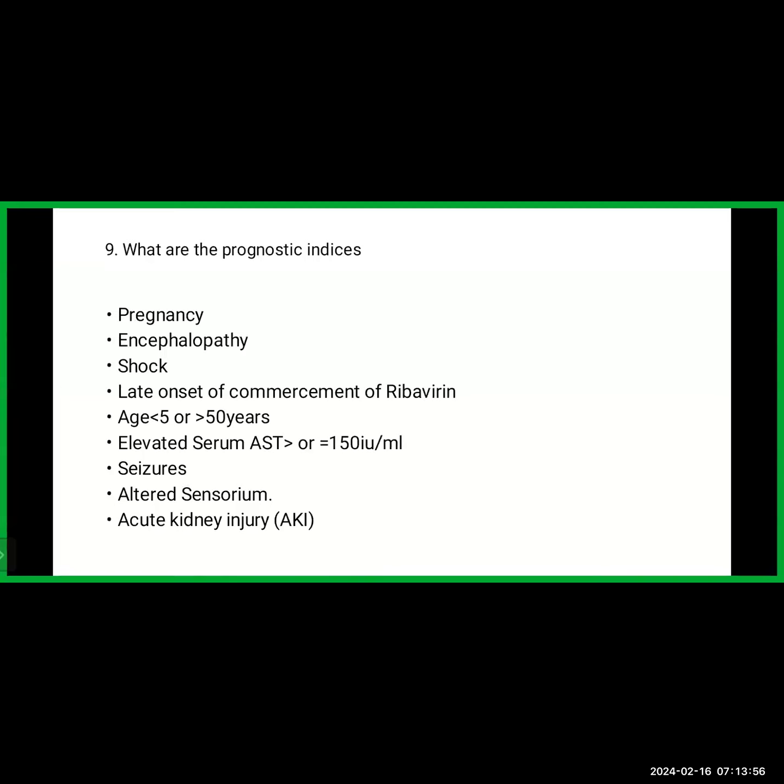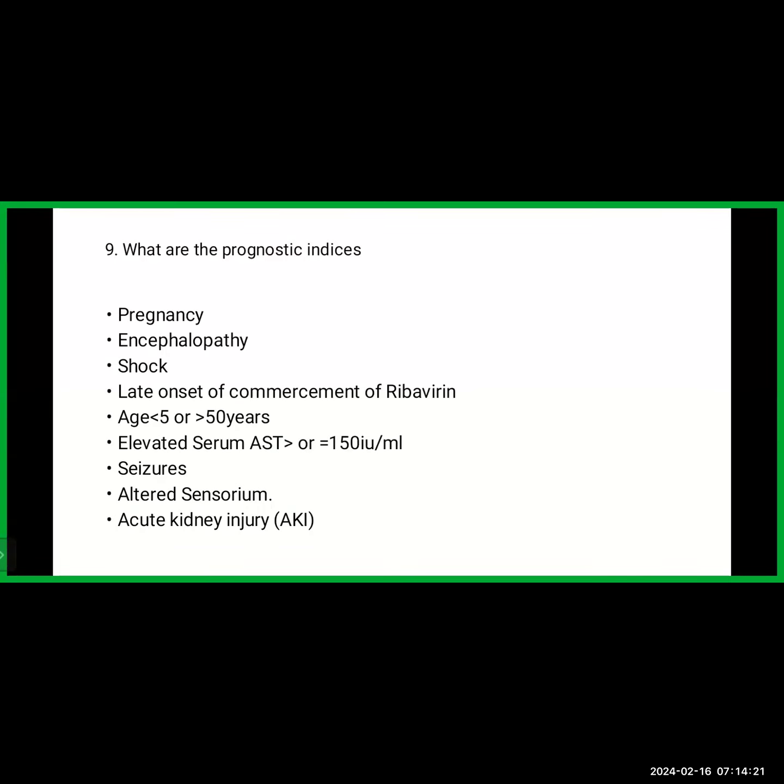The next question is, what are the prognostic indices? Pregnancy is a poor prognostic index. Also, presence of encephalopathy, presence of shock, late commencement of ribavirin. Ribavirin gives the best response when it's given within the first 6 days. If it's commenced afterwards, there's a likelihood that the prognosis will be poor.